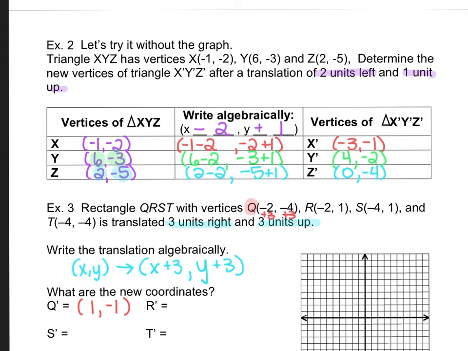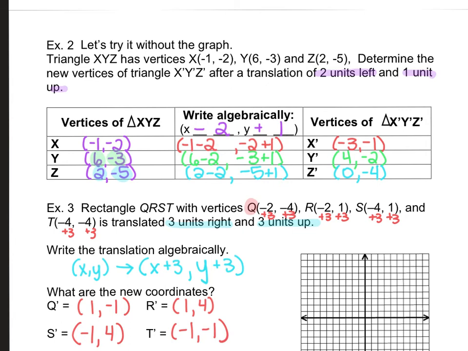So for R, same thing. I want to add 3 to both the x and the y. And that means R prime would be -2 plus 3, which is +1, and 1 plus 3, which is positive 4. So there's my new R prime. And I'm going to do the same thing to S. So negative 4 plus 3 is negative 1. 1 plus 3 is positive 4. There's my new S prime. And finally, I'm going to add 3 to both of my x, y values for T. And I'm going to get negative 1, negative 1.